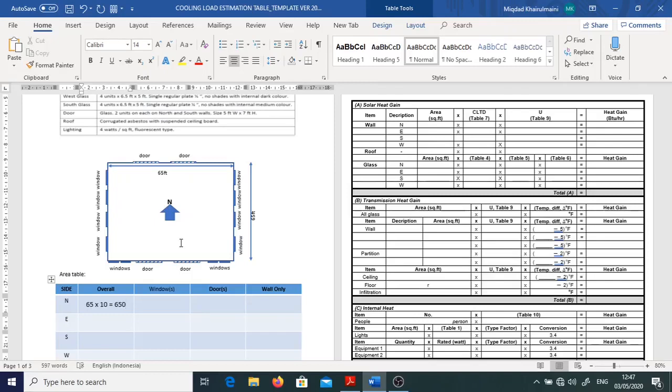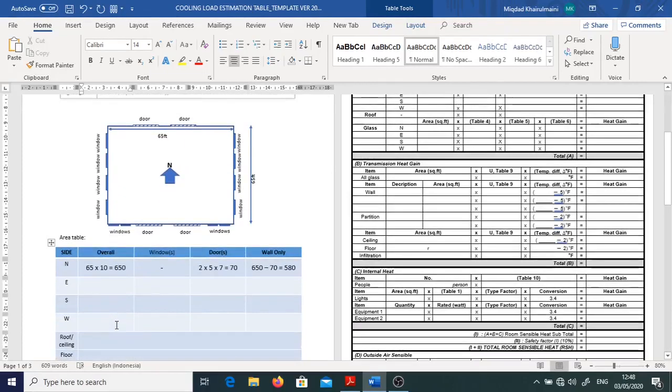For windows there are no windows, so we can just leave a blank or dash. For doors there are 2 doors, and the size of the door is 5 feet wide times 7 feet high. So we can get 70 square feet. When we want to calculate the wall only, we just subtract the door from the overall. So we can get 580 square feet. Okay, so we do this for the east, south, and west.